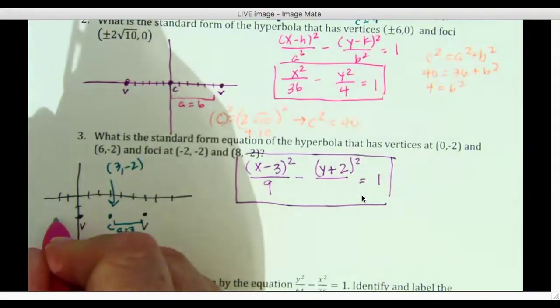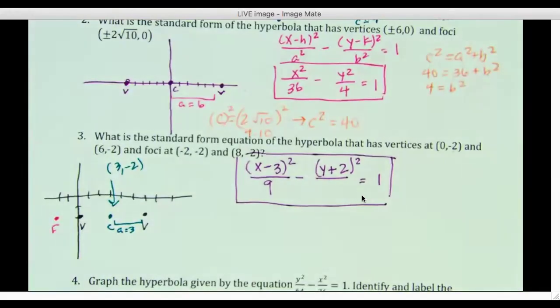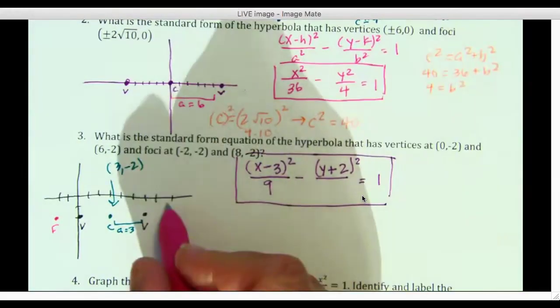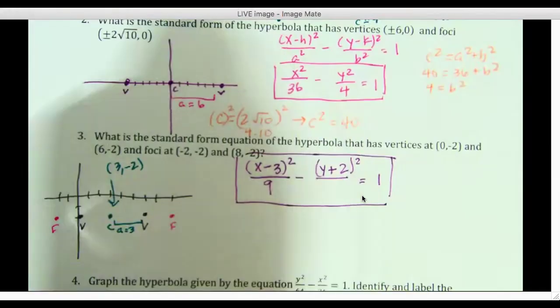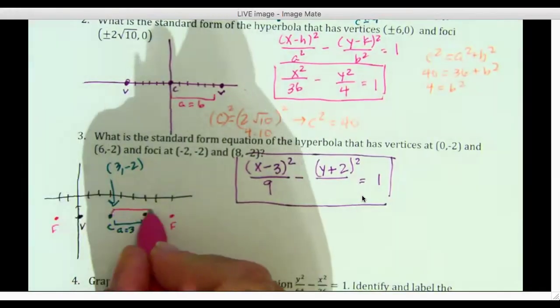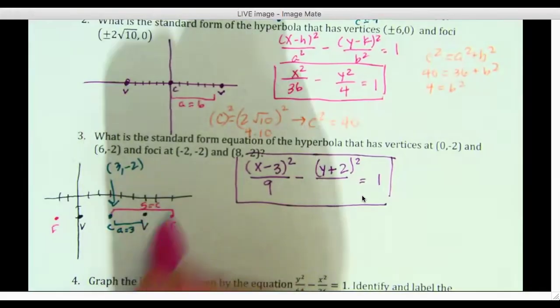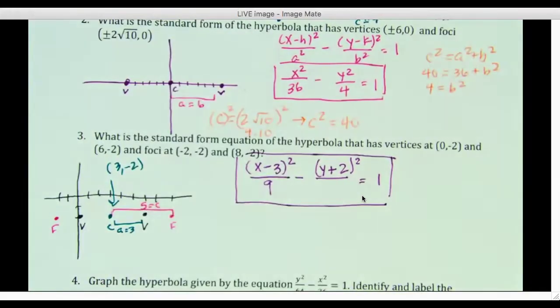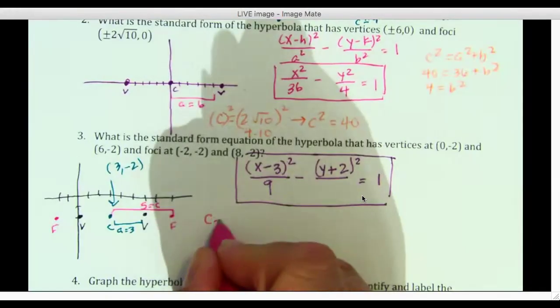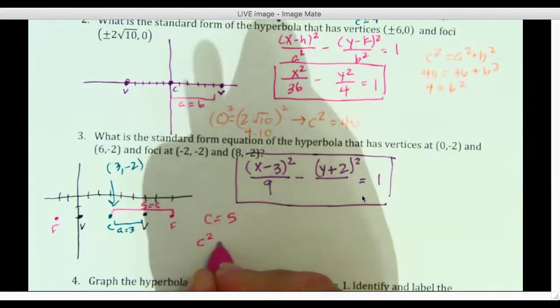And so that would be right here. And then 8, negative 2 here. And so the distance from the center to my focus is 5. So C is equal to 5. So C squared is equal to 25.